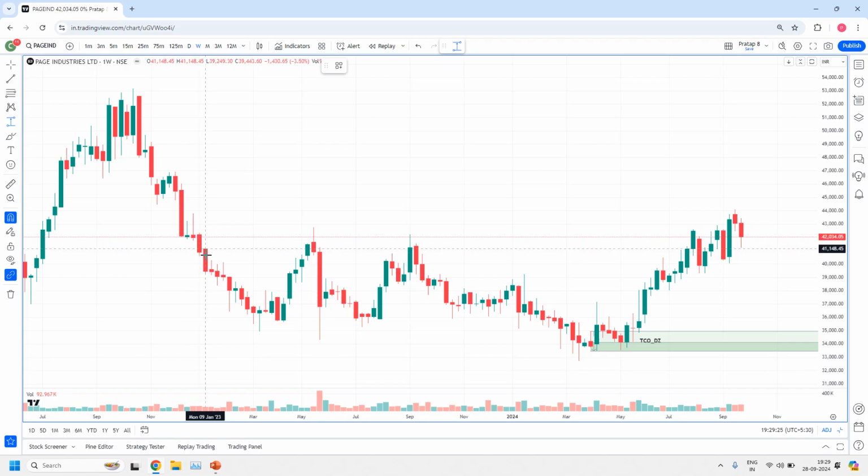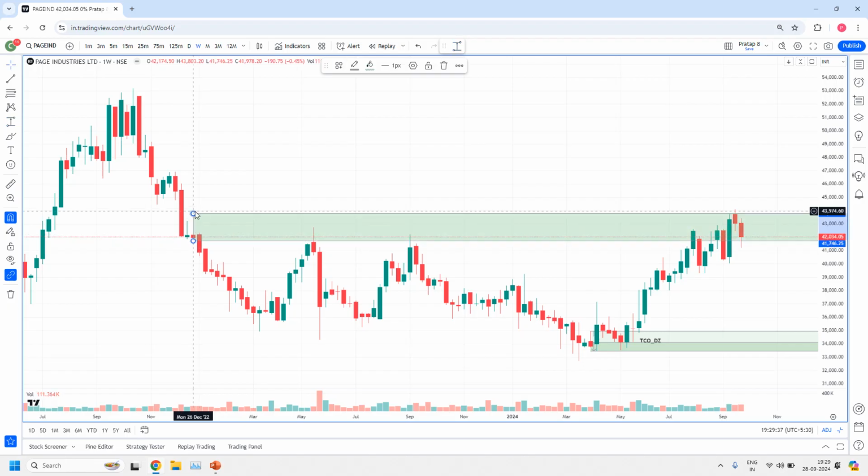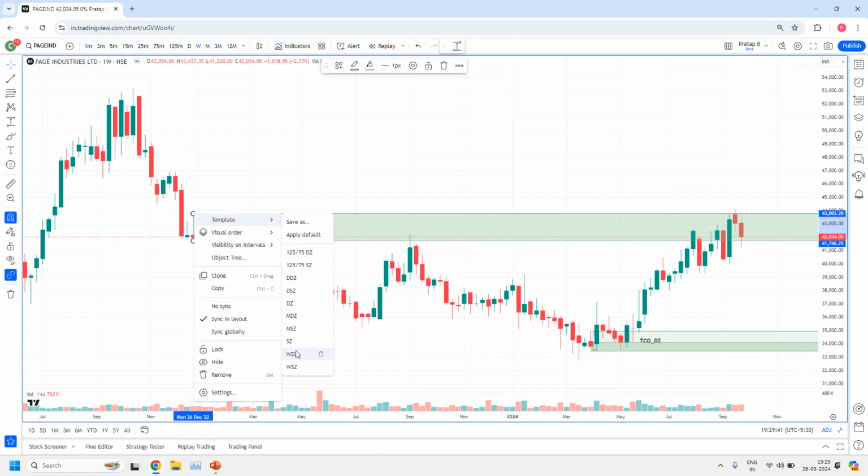Maybe you can also keep part of the base. This is a medium size candle, the leg out. Or you can also draw it like this because the actual movement started from here. Either way, depending on your experience, you can draw the zone. But this is the way I am drawing the weekly supply zone.